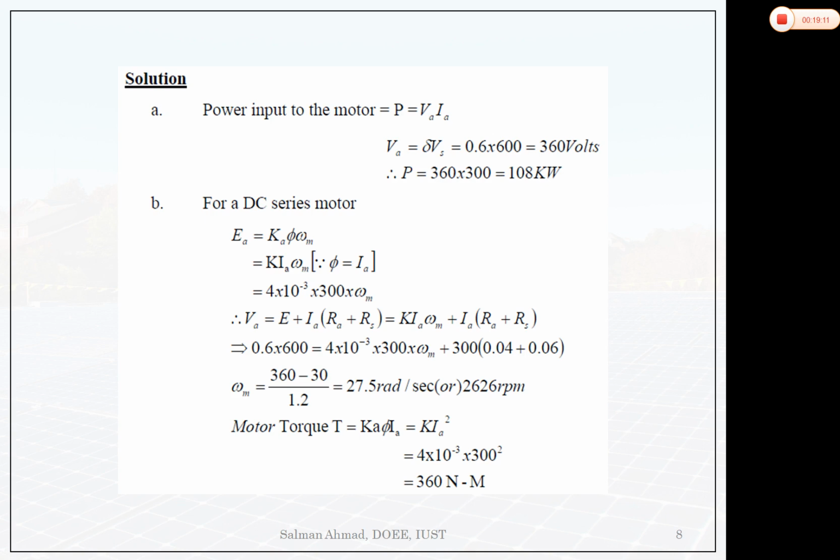Now the third part, you have to calculate the motor torque. Motor torque is K times flux times IA. Again flux is proportional to armature current, so K times IA squared. K is given to be 4 into 10 power minus 3. IA squared will be 300 squared, so we are getting 360 Newton meter.